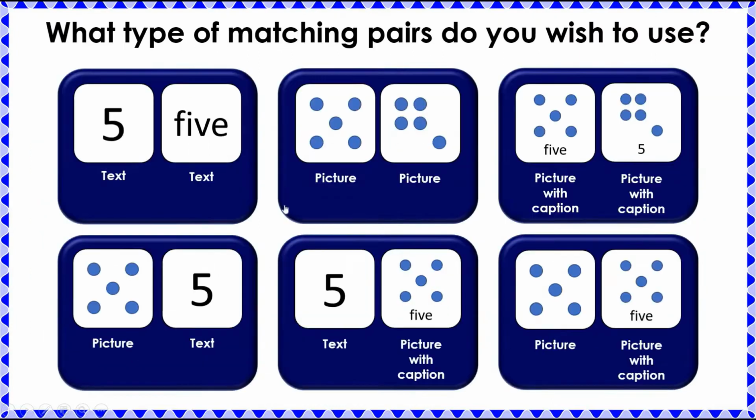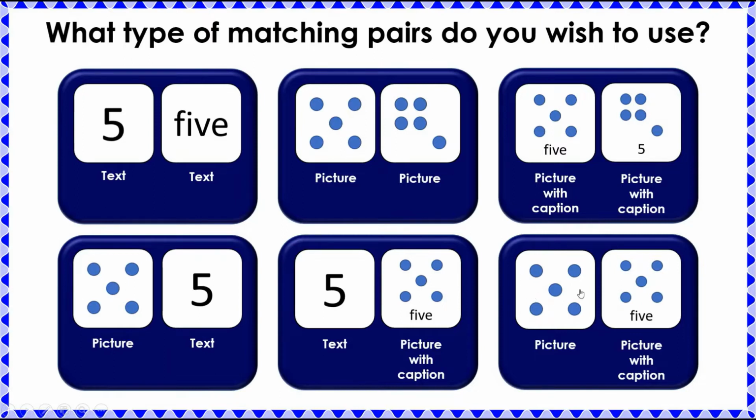If I choose related cards, then I have a few more options because, like I said, you can have combinations. So you can have text matching text, pictures matching pictures, picture with caption matching picture with caption, picture matching text, text matching a picture with a caption, and a picture matching a picture with a caption. And obviously, in all of these, the texts can be different, the pictures can be different, and so on.